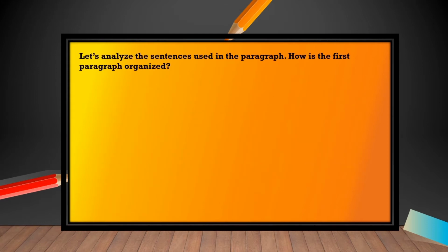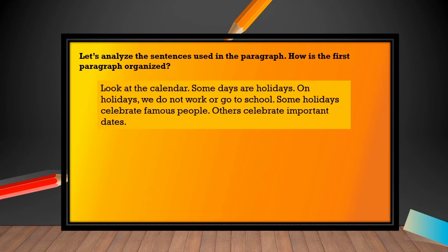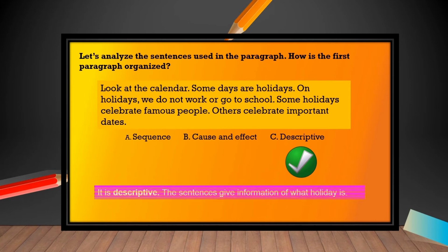Let us analyze the sentences used in the paragraph. How is the first paragraph organized? Here is the first paragraph. Look at the calendar. Some days are holidays. On holidays, we do not work or go to school. Some holidays celebrate famous people. Others celebrate important dates. What structure is used in organizing a paragraph? Letter A, sequence. B, cause and effect. C, descriptive. The correct answer is descriptive. The sentences give information of what a holiday is.